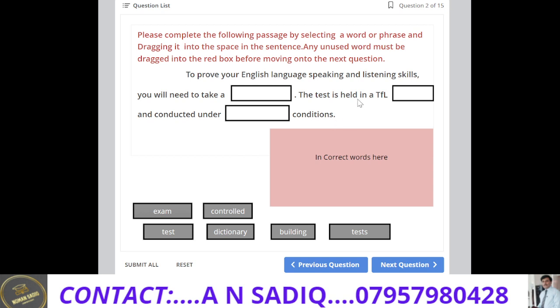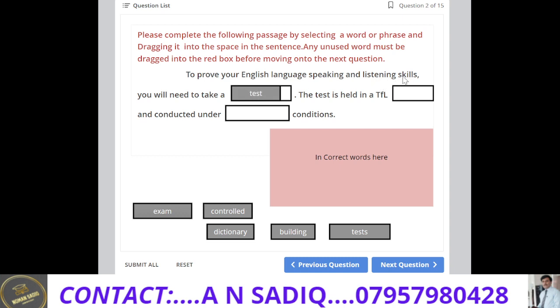So sometimes remember that the answer or the gap is present in the next sentence, like here. So you always need to read the full question first. So it says, to prove your English language speaking and listening skills, you will need to take a, and here see, test, exam, control, dictionary, building and tests. So it says the test is held. So here you will need to take a test. So test will be here. So you will have to fill in this gap with the word test.